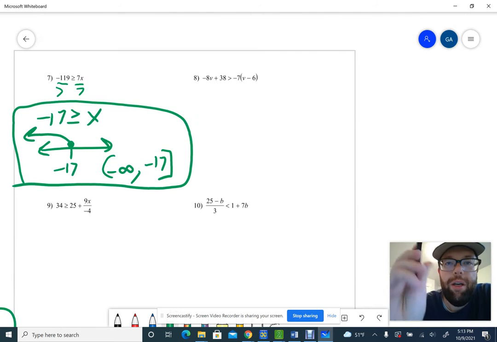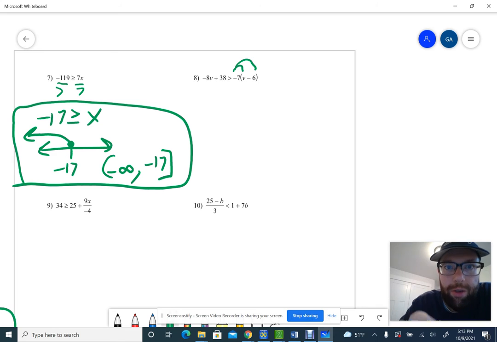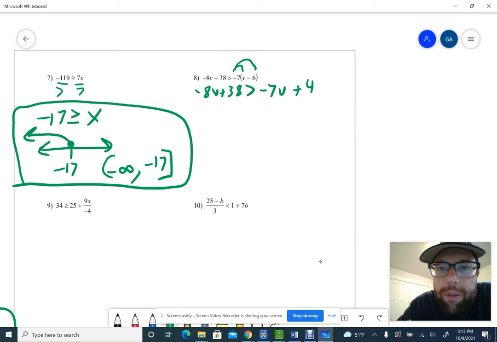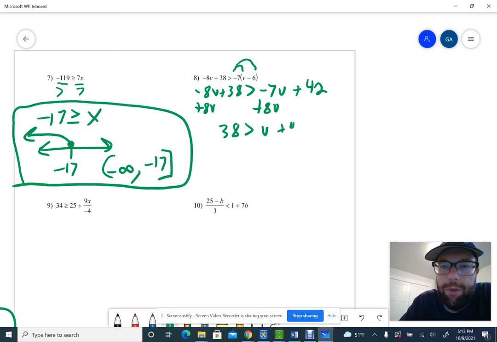Okay. Over here, we're going to start by, again, ungrouping by distributing, right? Going to distribute. That's going to give me negative 8v plus 38 is greater than negative 7v plus 42. Then we got to move the variable to one side. Doesn't really matter which one, so I'm going to move the 8v over here. That's going to give me 38 is greater than v plus 42, because negative 7 plus 8 is 1, so that's a 1v, right? And then you would just minus 42.